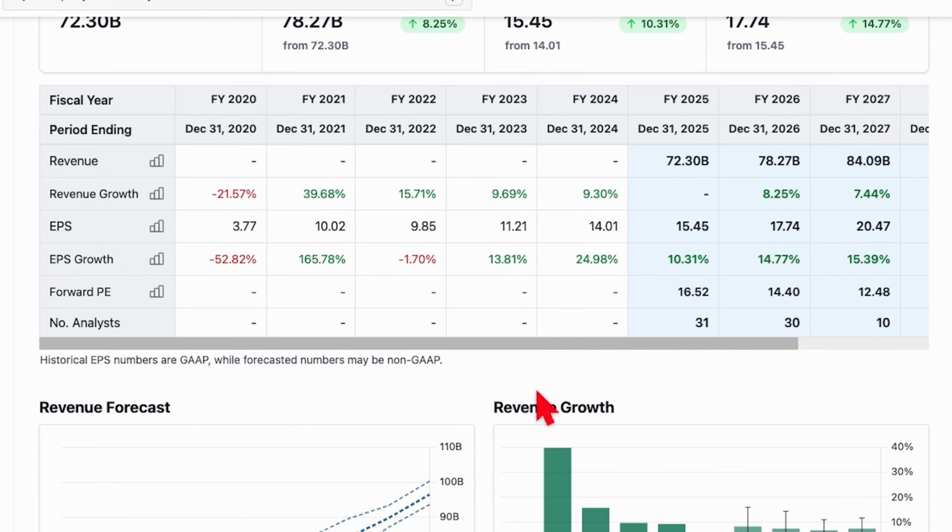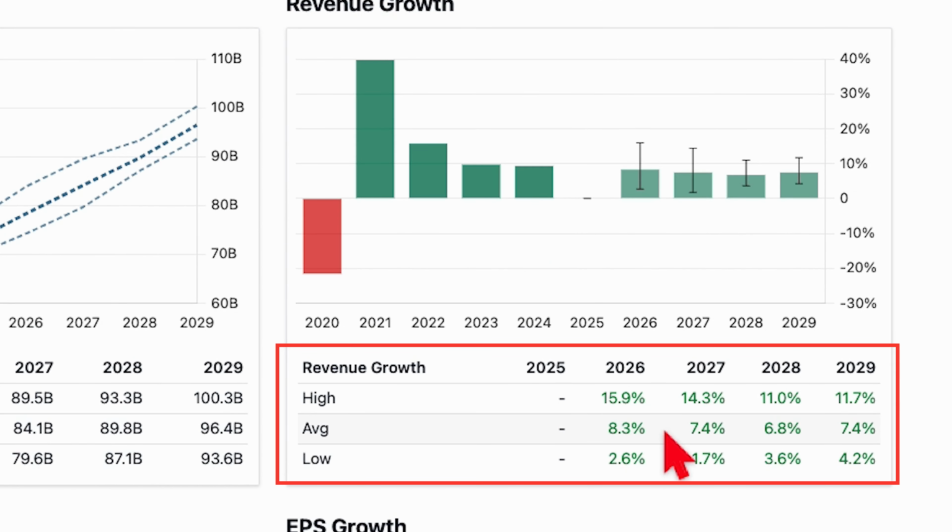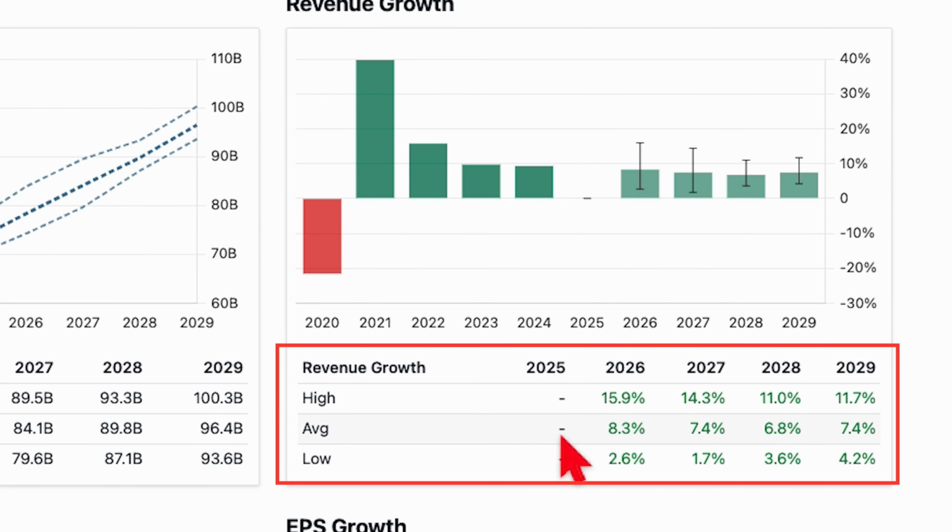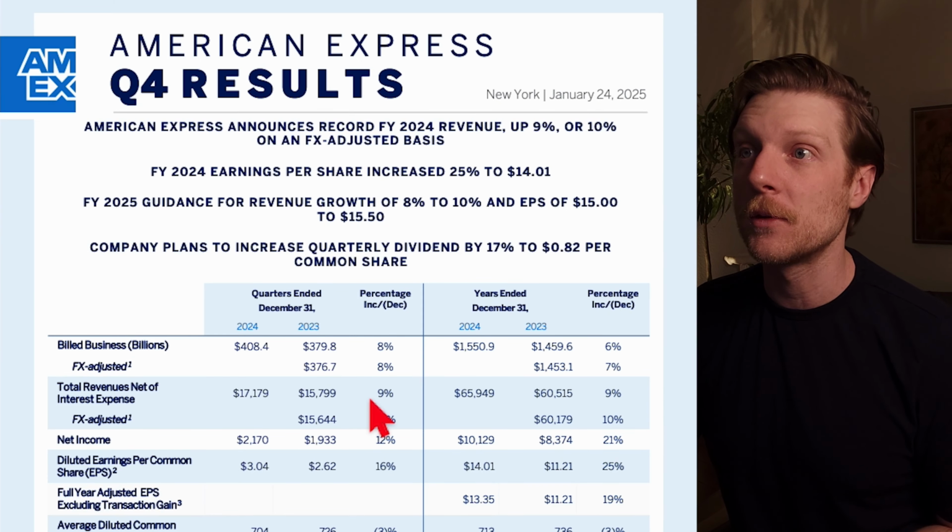and right here, it shows revenue growth. This is what the analysts think American Express revenue is going to be over the next 5 years. For some reason, they don't have analyst predictions for 2025. So for that gap in the data, I'm going to go to American Express Q4 results. This is where they talk about their investor presentations.